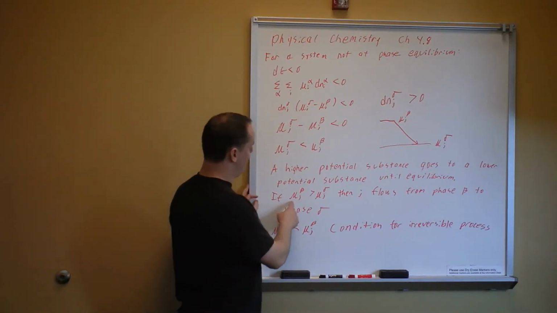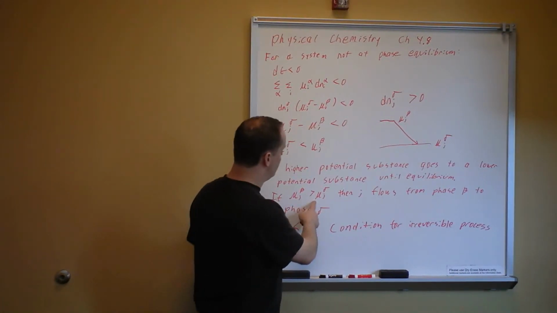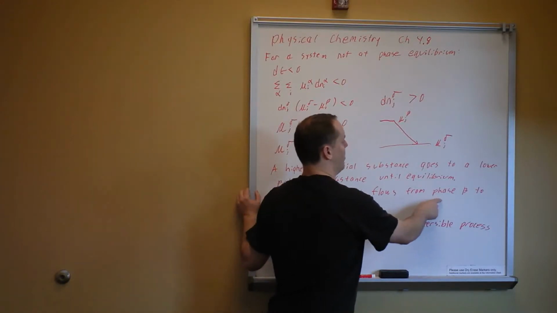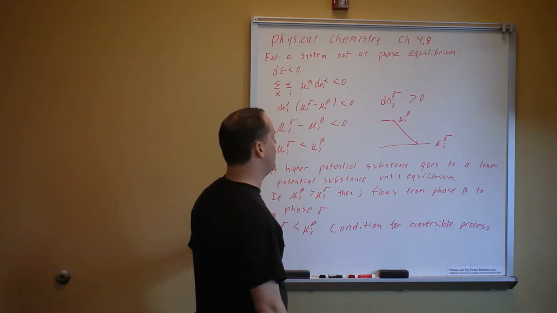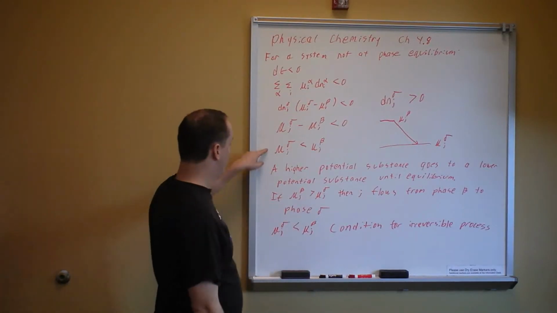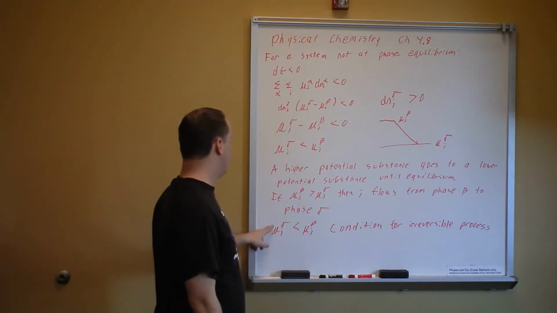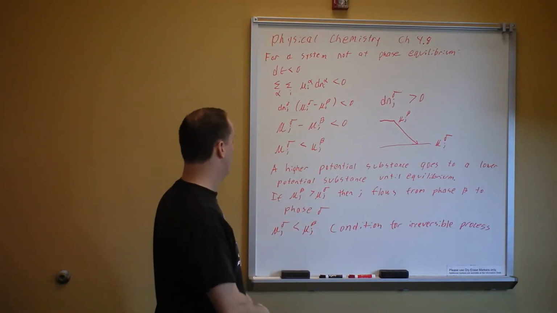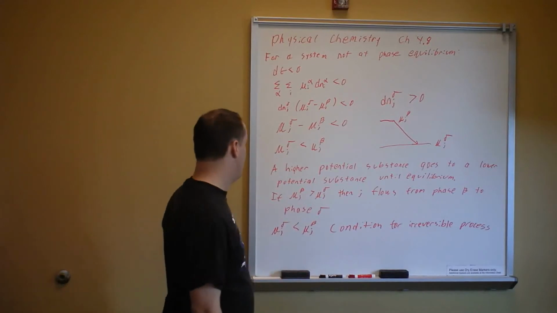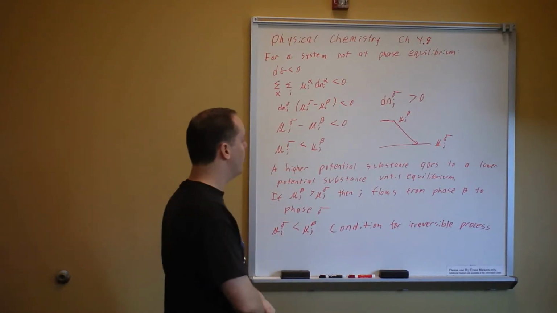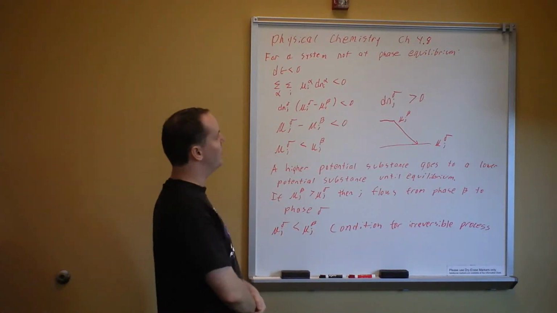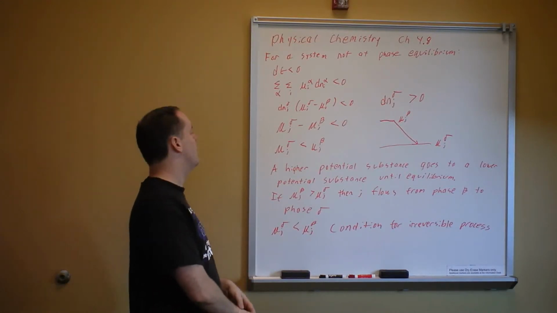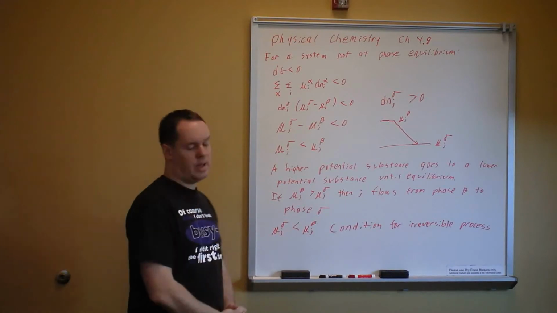So what we're saying then is if mu j beta is greater than mu j of delta, then j will flow spontaneously from phase beta to phase delta. And in case you didn't pick that up, mu sub j in phase delta being less than mu j of phase beta, or vice versa obviously, is going to be our condition for an irreversible process. Because obviously if your substance is going to spontaneously flow from one phase to the other, then it's not reversible, it's going to happen spontaneously.